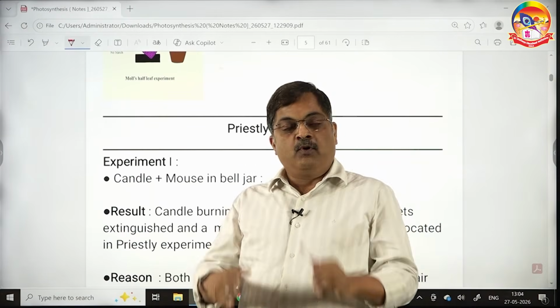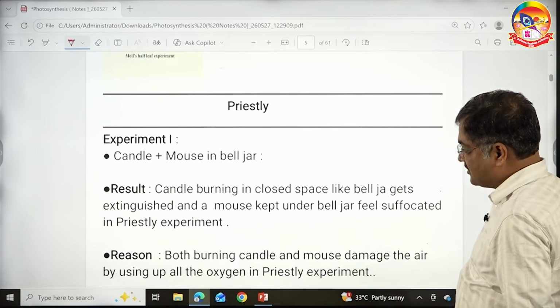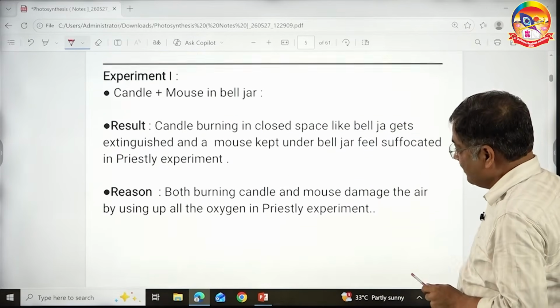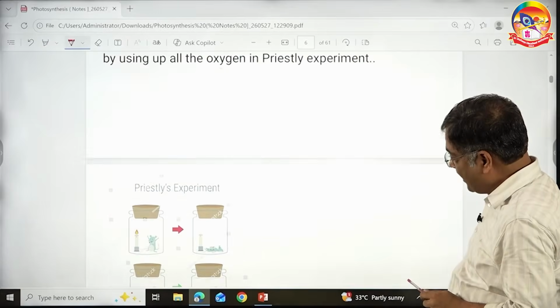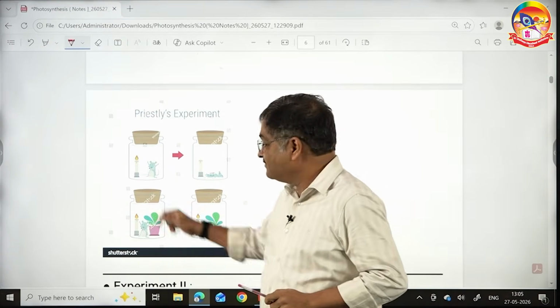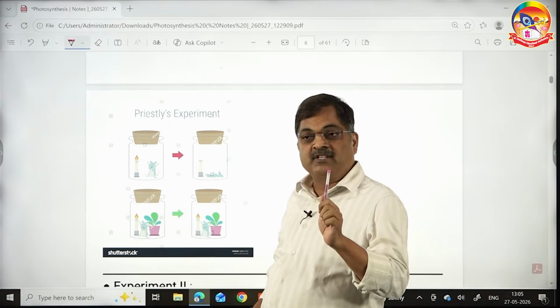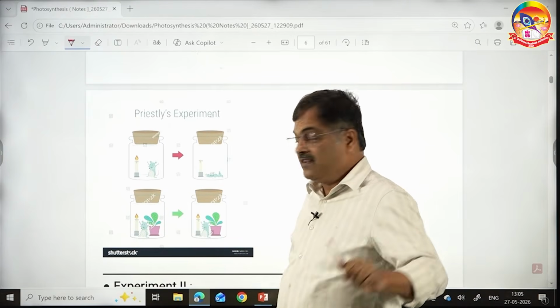Now the next important one is the scientist names. The first in that list is Priestley. Let me show you a nice diagram. Based on that, we'll be discussing it. Look at this. In the first bell jar, you observe the candle is burning and the rat is happy. Isn't it? Yes. But after some time, the candle was put off and the rat died.